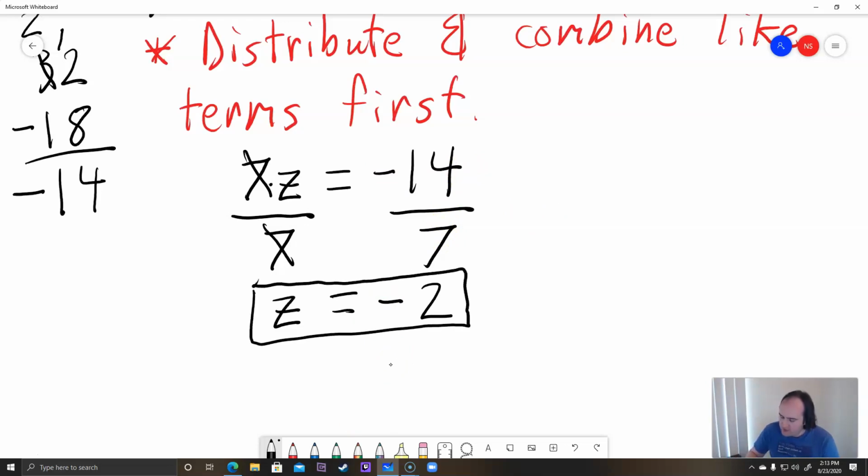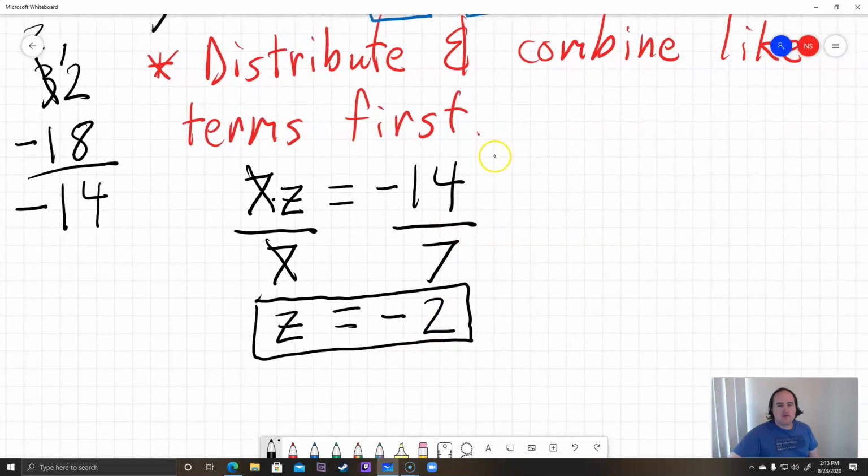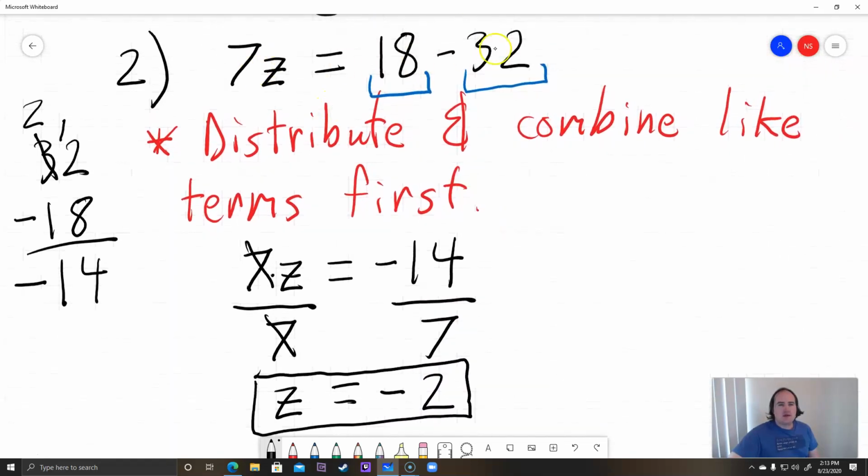And I'm not going to bother to check that one, but if you were interested in checking it, you would take z equals negative 2, and you would plug in negative 2 back up here in the original problem. So you would get 7 times negative 2 equals 18 minus 32. And then you would simplify each side and make sure it gave you the same number. But again, particularly with the easier problems like this, it's easy to check them. But for some of the later problems, it can be so much work that it's easier to just check your work than to actually plug it back in.